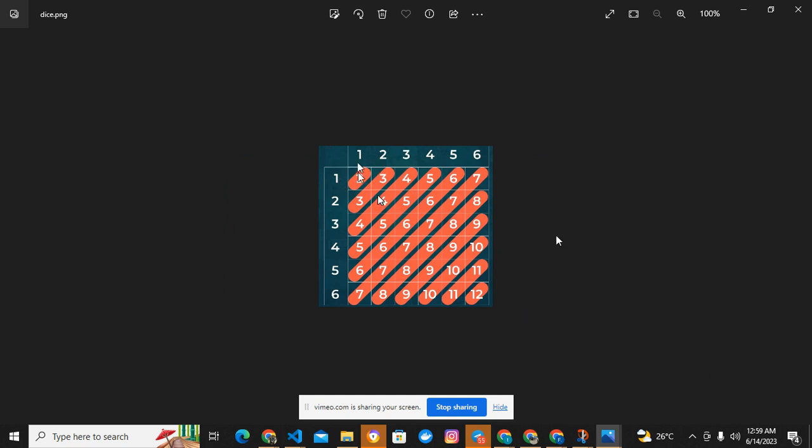these and these sum up to be what? These and these sum up to be 4, 1 and 5 and 4 sum up to be 5, 1 and 6 sum up to be 6, 1 and 6 sum up to be what? 7. So that is what we are trying to depict.